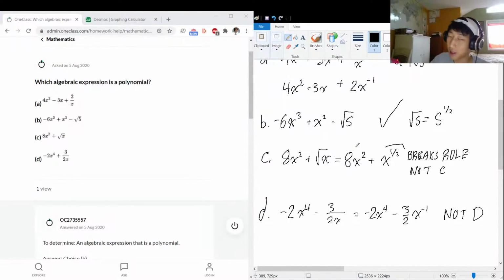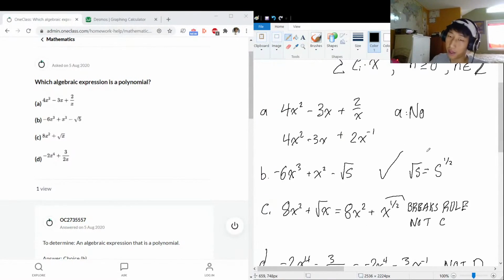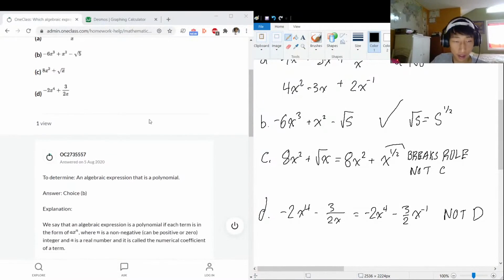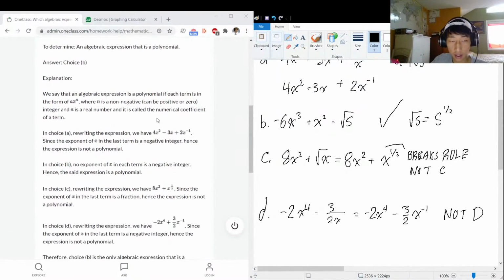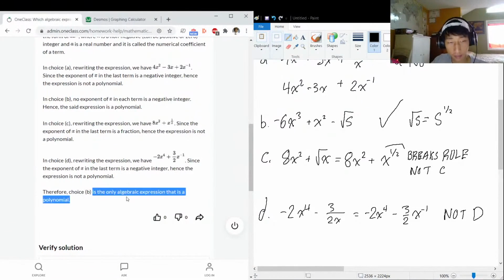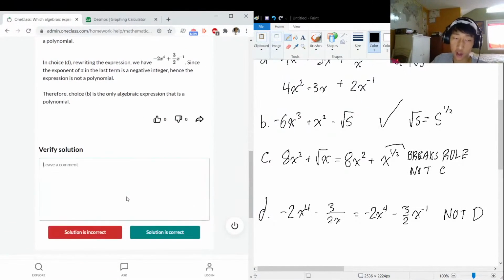And I guess it wasn't entirely necessary for us to prove that C and D are rule breakers, but if we see that A, C, and D are rule breakers and B is the only one that's not, that means the answer has got to be B. Big B. And yep, they say B is the only one that is a polynomial, so we can confirm that this question is good.